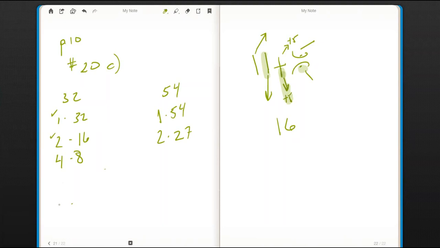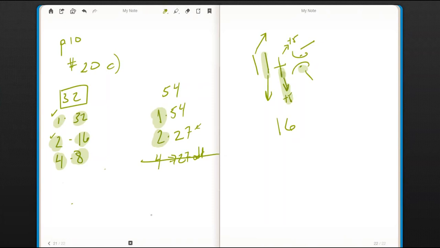It says find the common factors of the pairs of numbers. Once I found all the options for 32, these are the only 6 numbers that I care about. Are any of these a factor of 54, or not? So I found that 1, of course, is. 2, of course, is. How about 4? Well, 4 is not because 27 is odd.